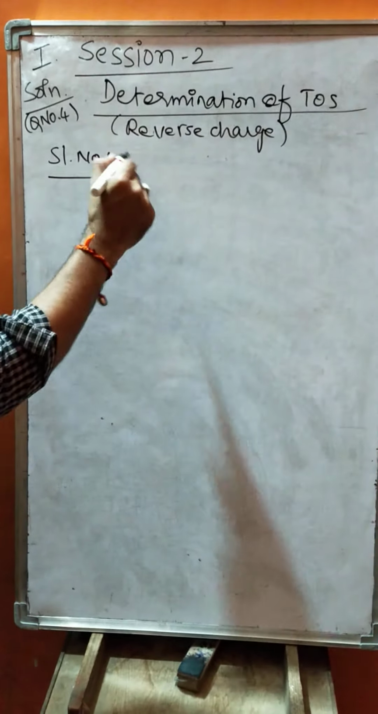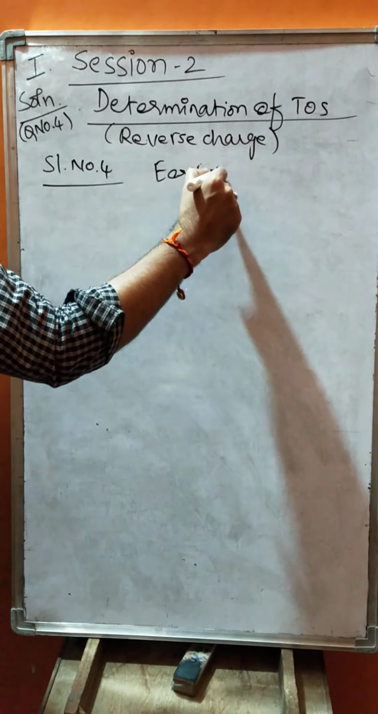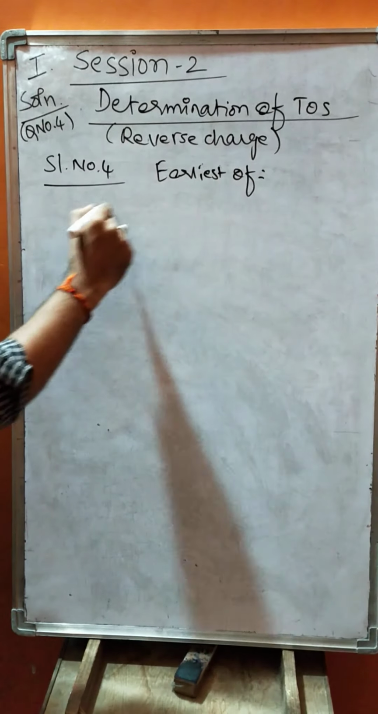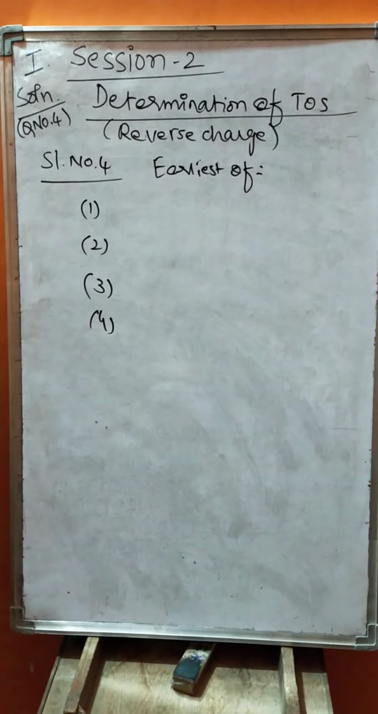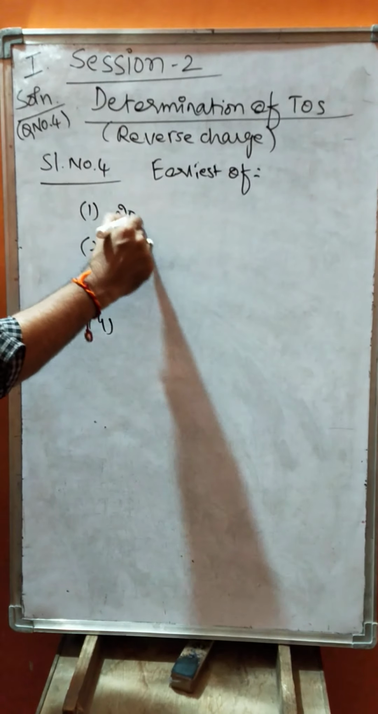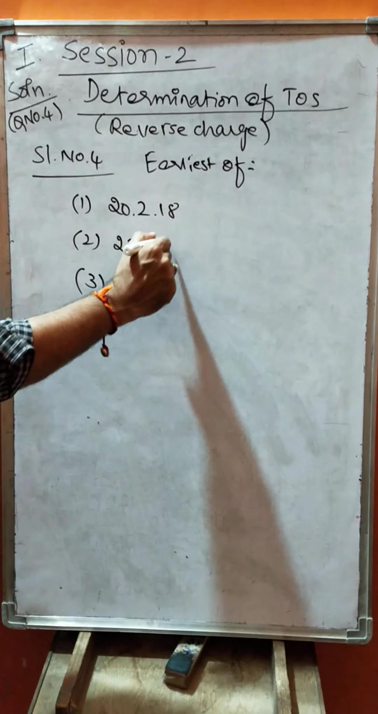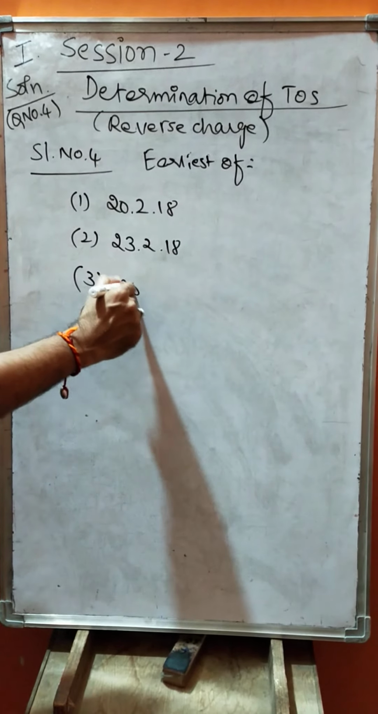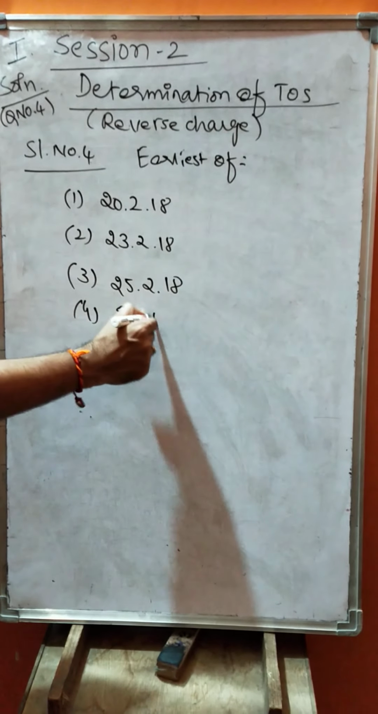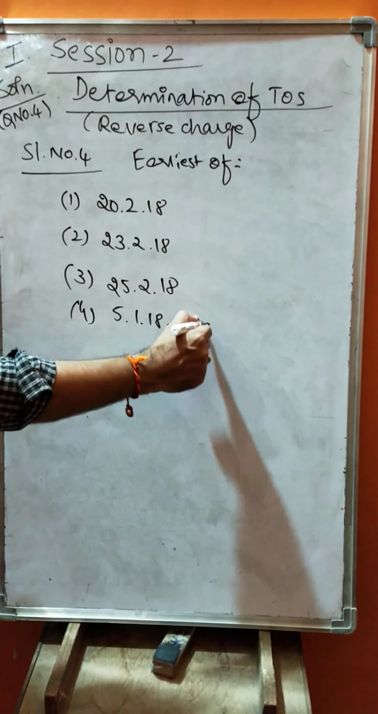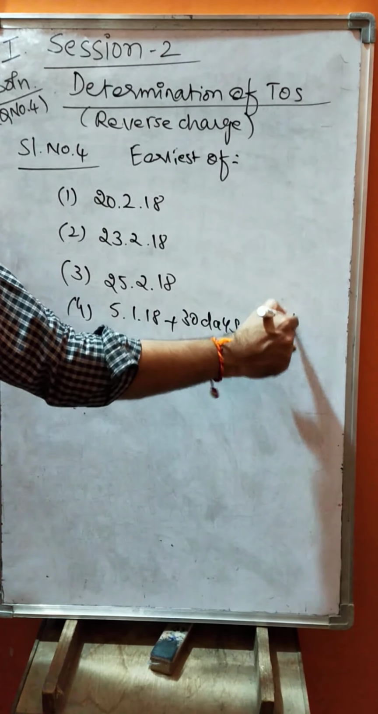Serial number 4 in the same question. So earliest of 4 dates you are required to take. Earliest of 4 dates available. Then here it is 20th February. Then it is 23rd February. Next it is 25th February. Date of invoice issued is 5th January 2018. For this we are adding a month of time. So it will become 5th February 2018.